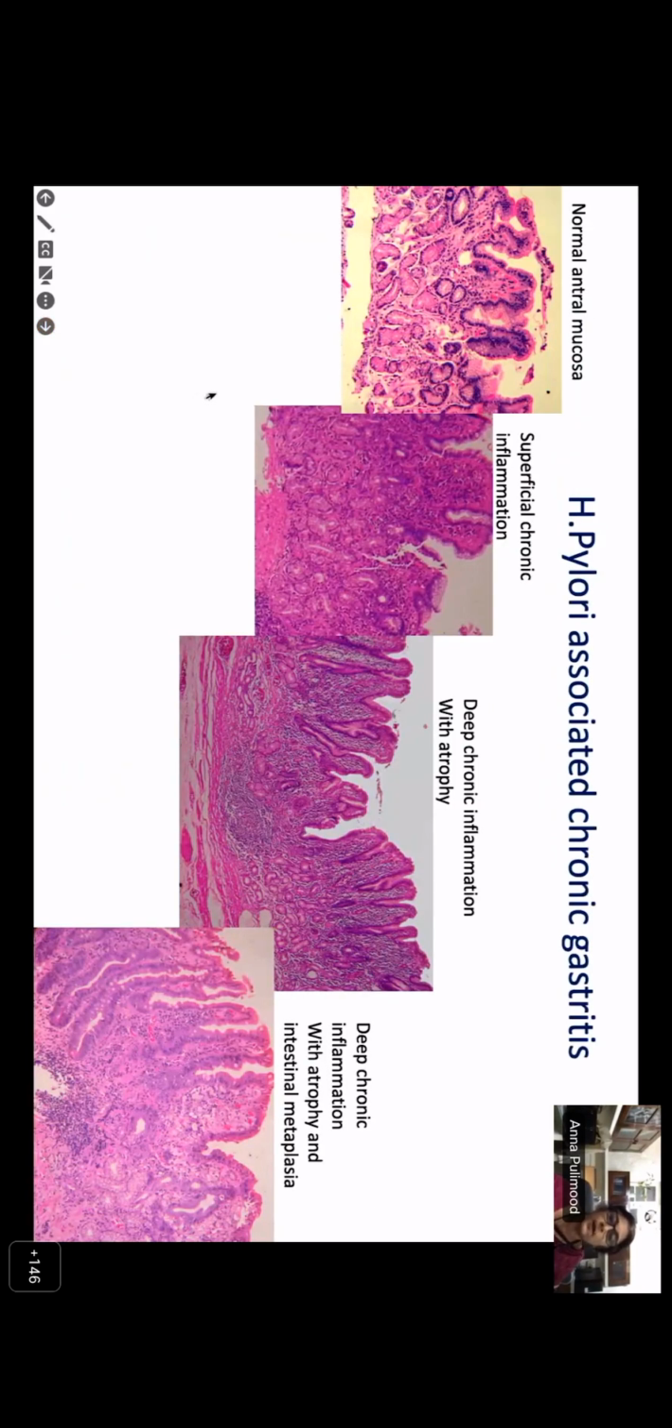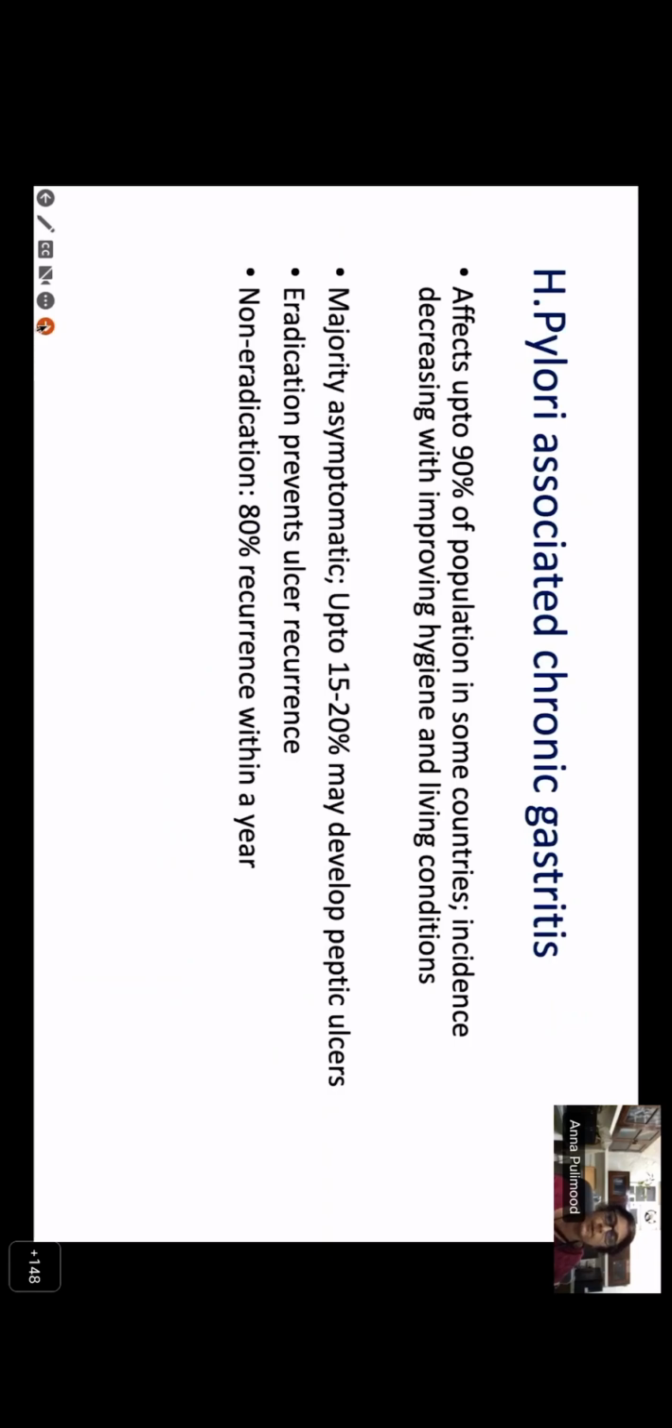But more commonly, H. pylori presents as chronic. In normal antral mucosa, you get a few inflammatory cells. In the early stages of H. pylori associated mild chronic gastritis, you get superficial inflammation. As it becomes more chronic and more advanced, inflammation goes into the deep part of the mucosa, can destroy the glands and cause atrophy. Sometimes that atrophy is associated with intestinal metaplasia. So this is the full spectrum of H. pylori associated chronic gastritis.